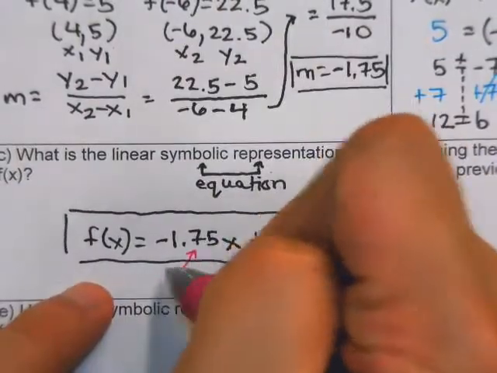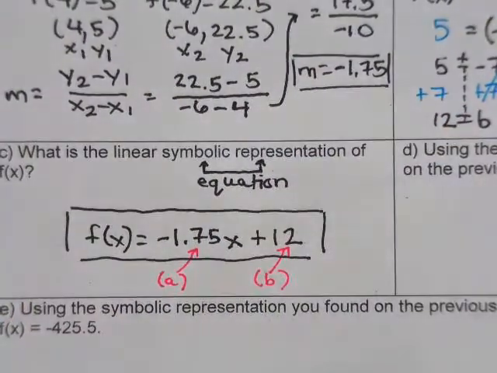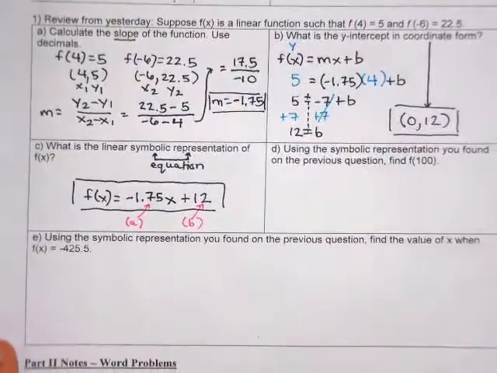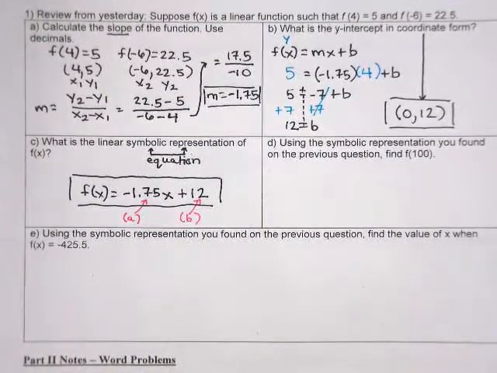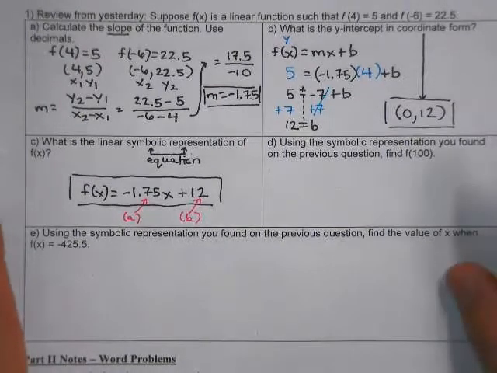Okay, so this was from part A, and this was from part B. Again, nothing new. We have done this work before. We plug in the slope, we plug in the y-intercept, and bam, here is our equation. Once you guys have your equation, then D and E are just follow-up questions using the specific equation that you have made for part C. So let's go ahead and do part D now.